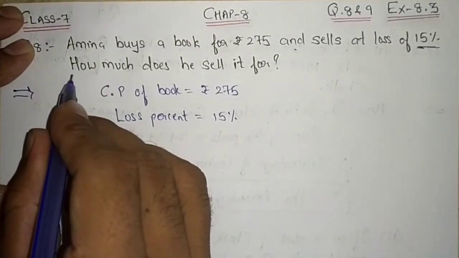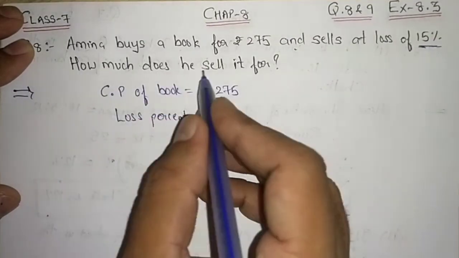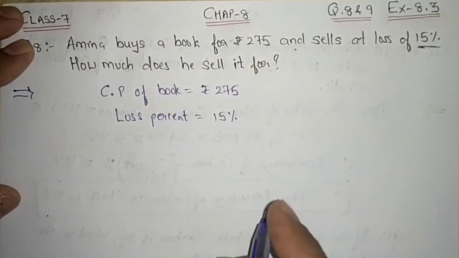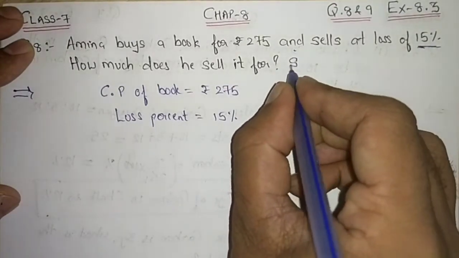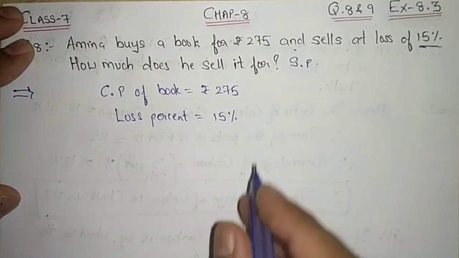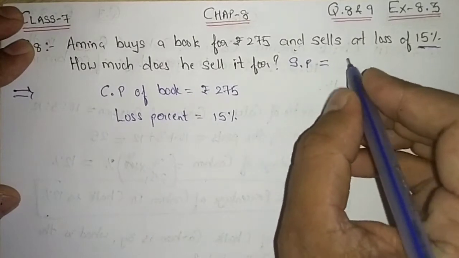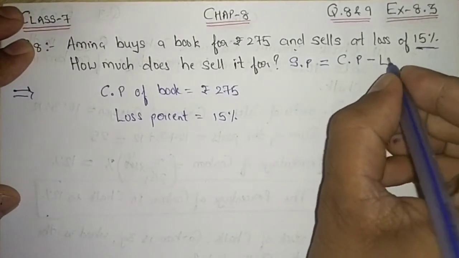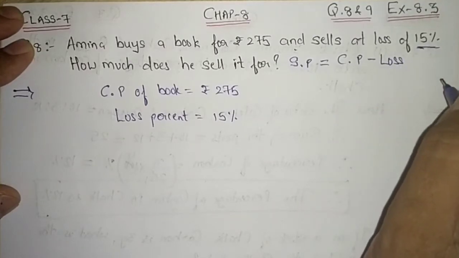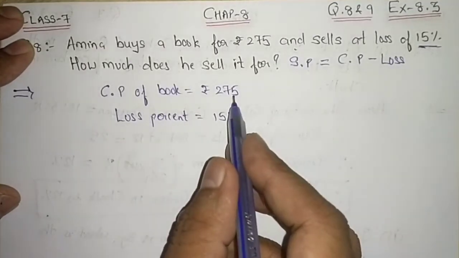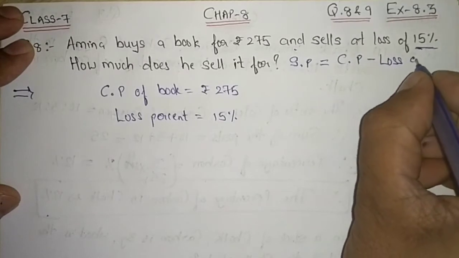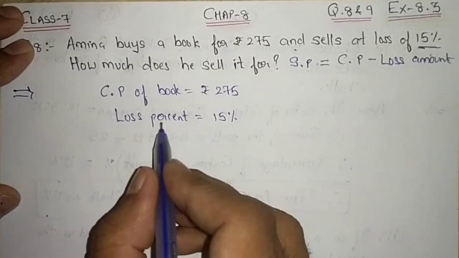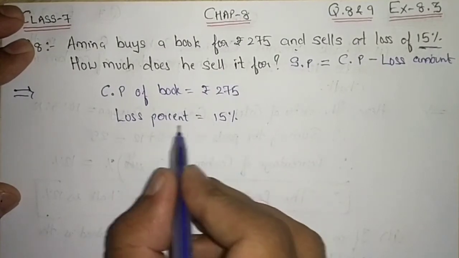Now what we are supposed to do? How much does she sell it for? At what price she sold? So we are supposed to find SP. And how is SP found? If it is a loss, then it is cost price minus loss amount. So cost price we know, loss amount we don't know. So what we will do? We will find the loss amount from the percentage they have given.